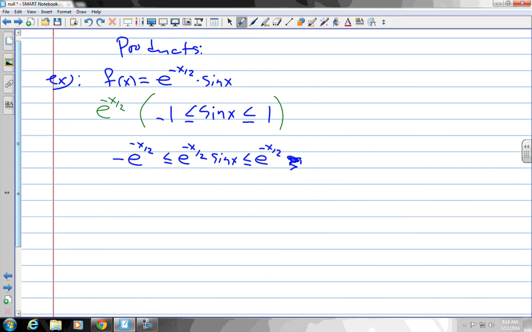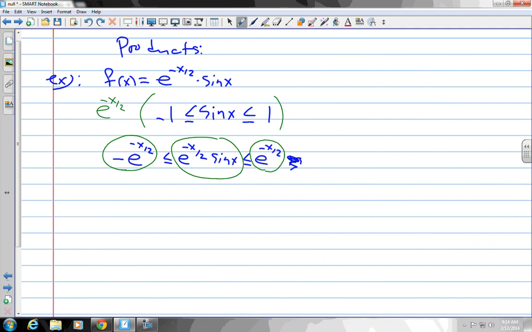So this is the function that was given to us originally, right? But you see, the thing is, I know how to graph negative e to the negative x over 2. I know how to graph positive e to the negative x over 2. I know the graphs of those two functions. They're both exponential. One is positive, one is negative. Now, the graph that we're worrying about is always going to be in between those two, right?